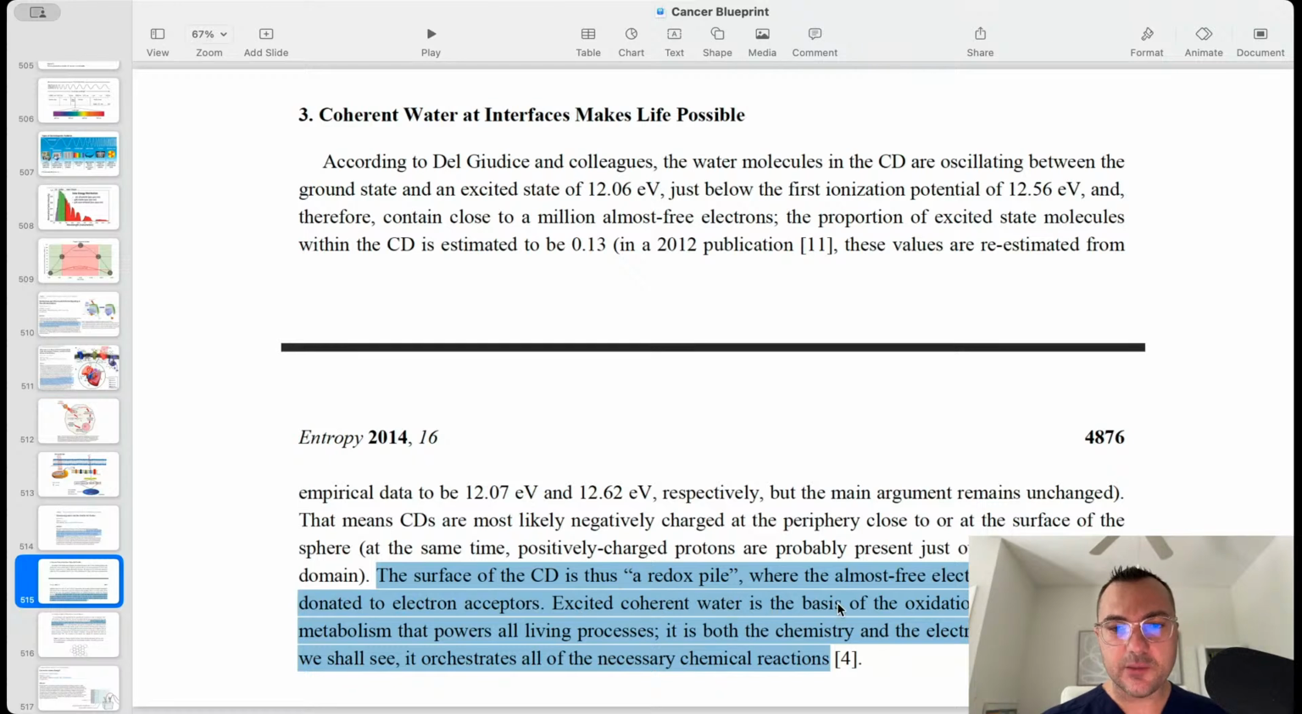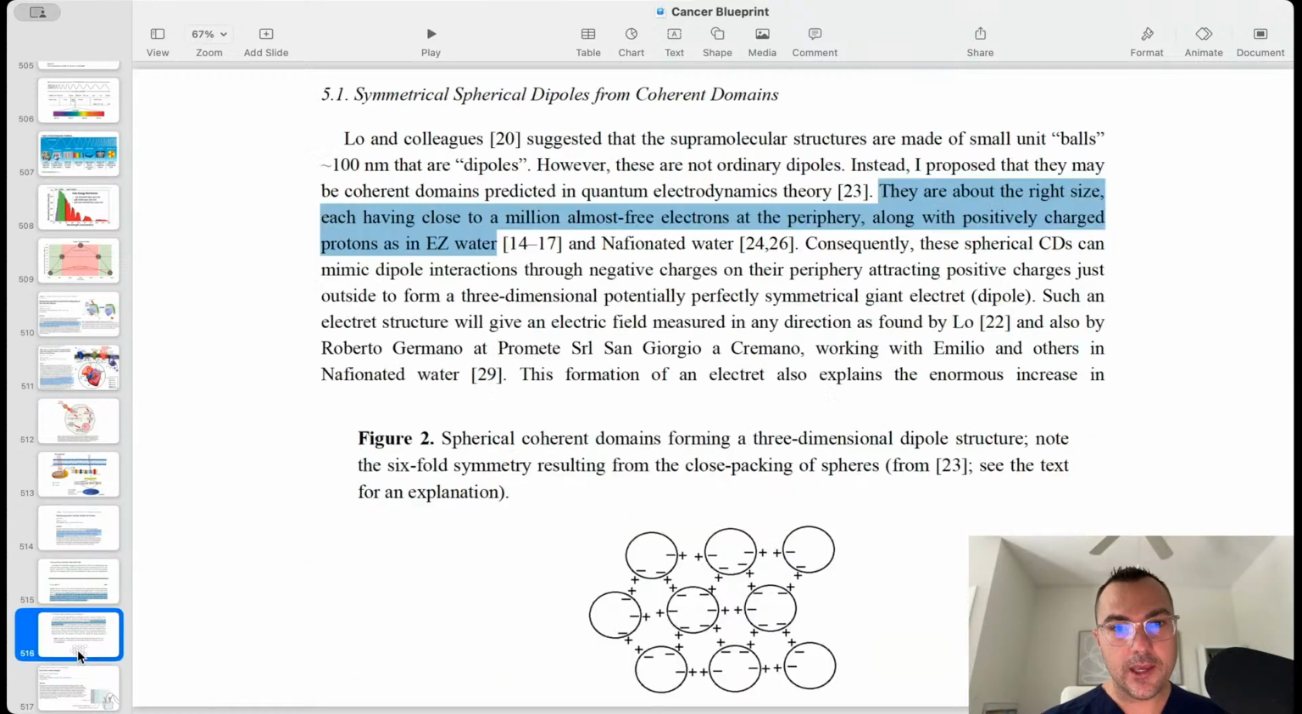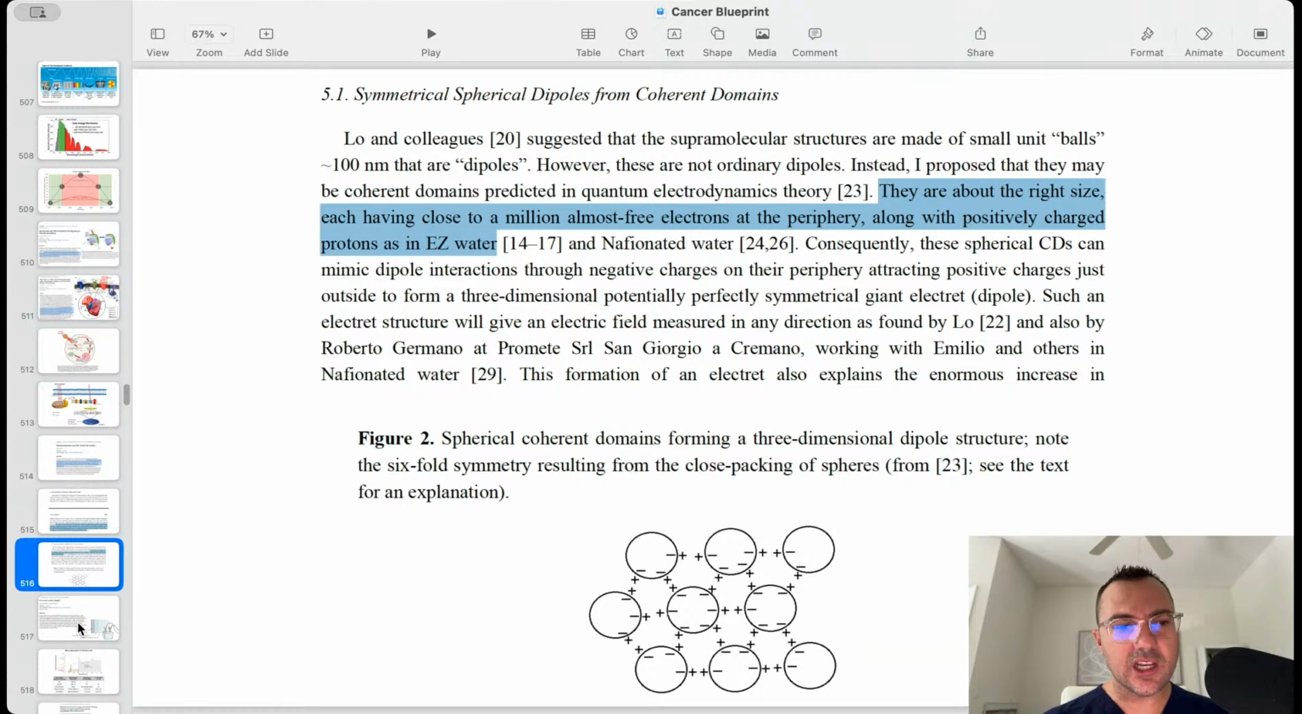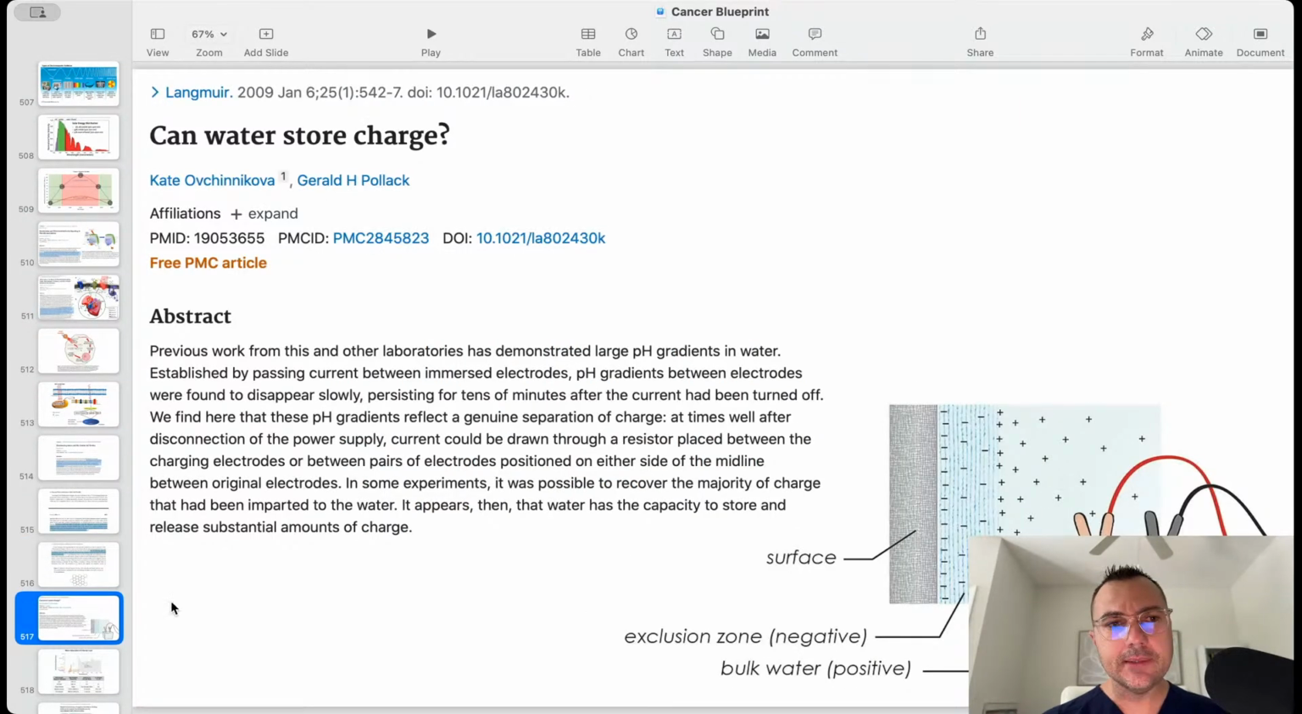Excited coherent domains is the basis of oxidation reduction energy metabolism that powers all living processes. It is both the chemistry and electricity of life, and therefore it orchestrates all necessary chemical reactions. And I don't think I need to go over every single one of these slides that I produced, but what I do want to show is how it ties into research that was done later by a researcher named Gerald Pollack at the University of Washington.